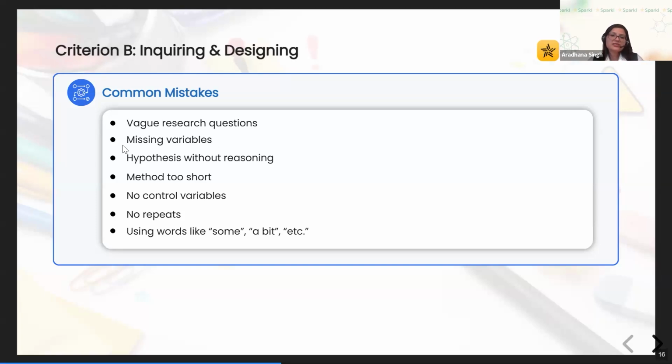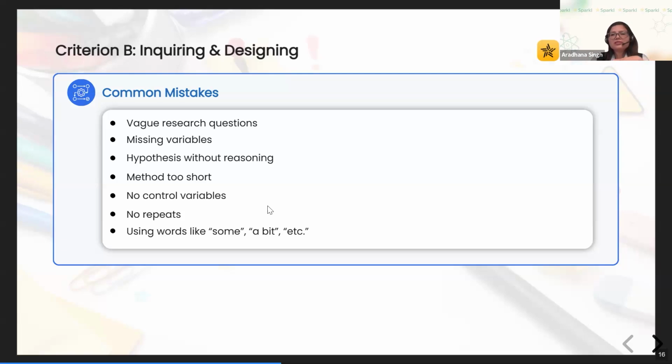Missing variables. Your research question should not miss the IV and DV. Hypothesis without reasoning is meaningless. Too short method. You are skipping the steps and directly jumping to the conclusion in the method. That is also not a good way of writing the method.